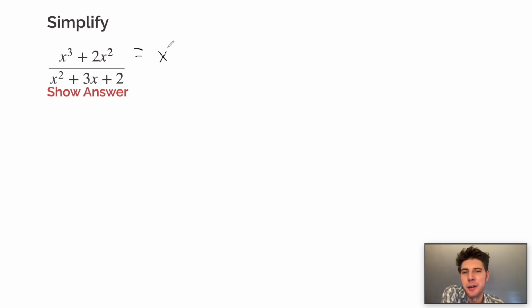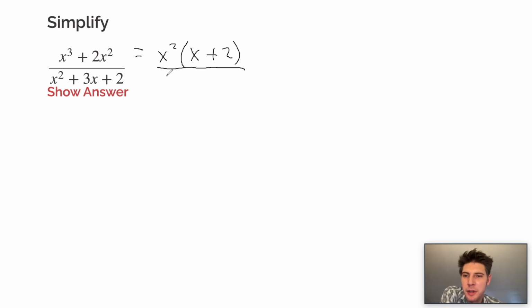X squared can be pulled out of both these terms. So now we want to ask ourselves, x squared times what would give us x cubed? And that's going to be x plus, and then x squared times what would give us 2x squared, and that's 2. So now the top is factored, and we did that by GCF.